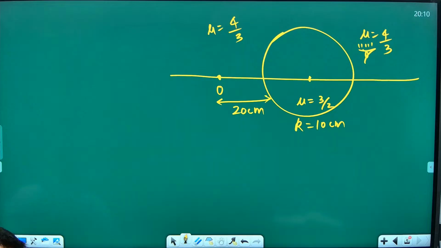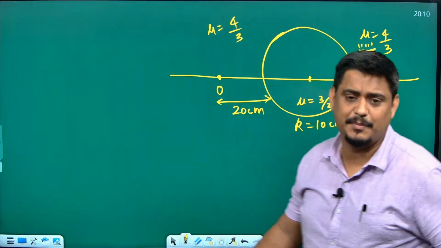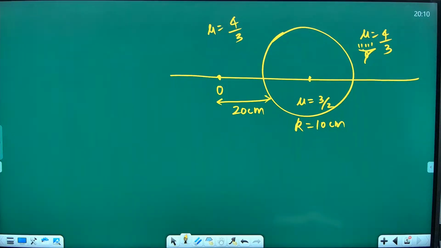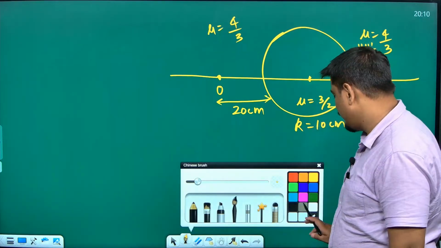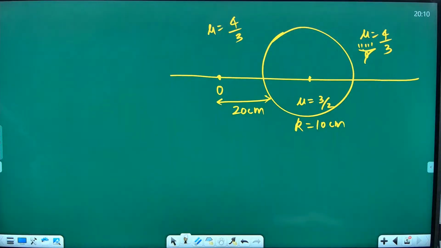Final answer you are saying? 20 centimeter. Is that the final answer or half the answer? Final answer. Let me check. Okay, I'll solve it, guys. Pay attention. Those who have not solved, please see. Those who have solved, please check your answer.